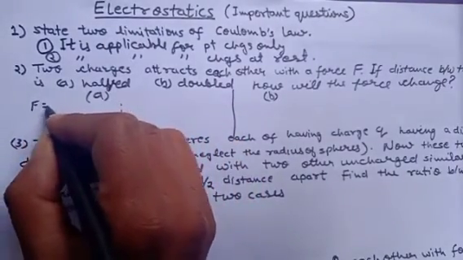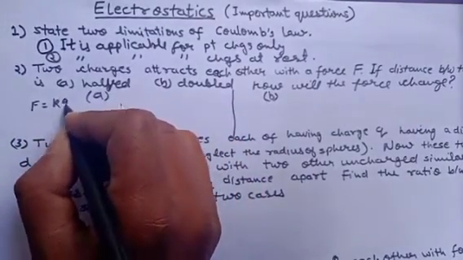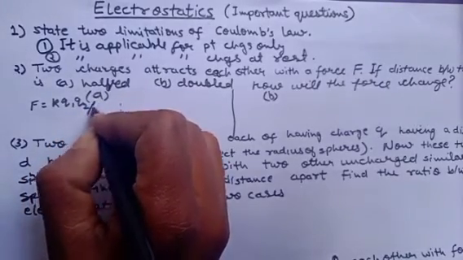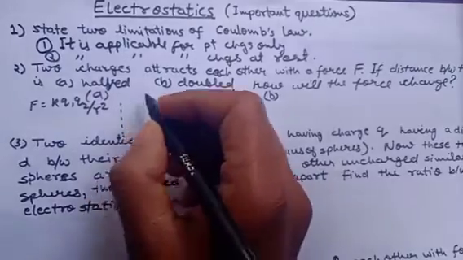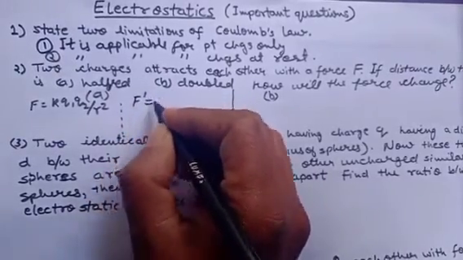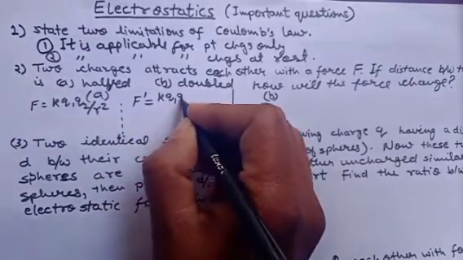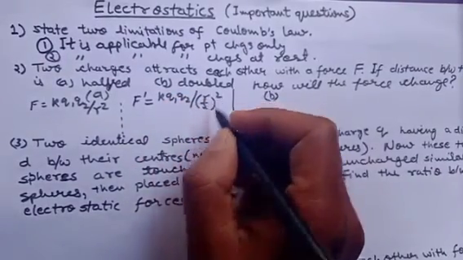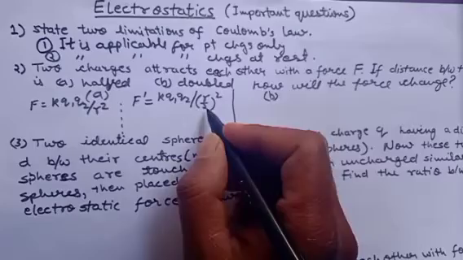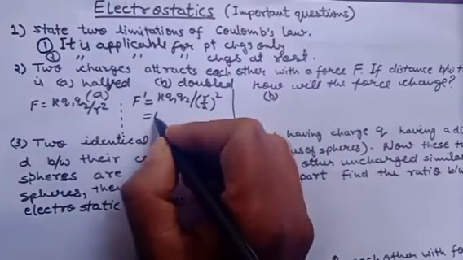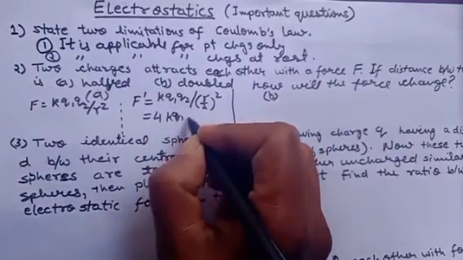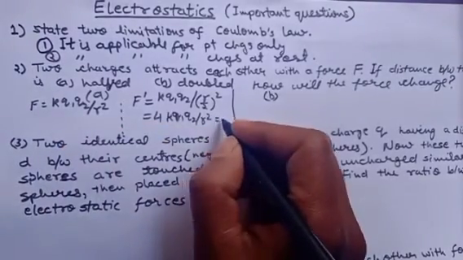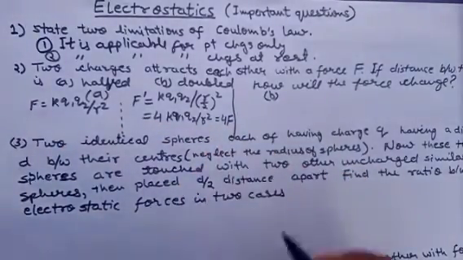Case one, F equals K, that is 1 upon 4 pi epsilon naught, Q1 Q2 upon R square. And case two, F dash equals K Q1 Q2 upon, it is halved, that is (R by 2) square. So in the denominator it will become 4, and it will reappear here as 4 K Q1 Q2 upon R square, which is the same as this. So it will become 4 times the previous force.